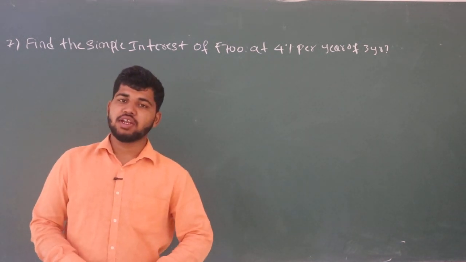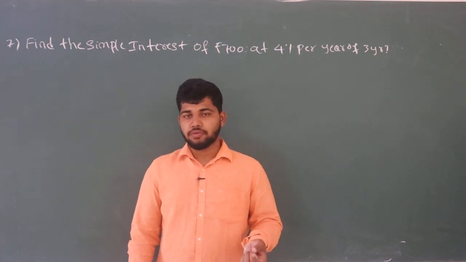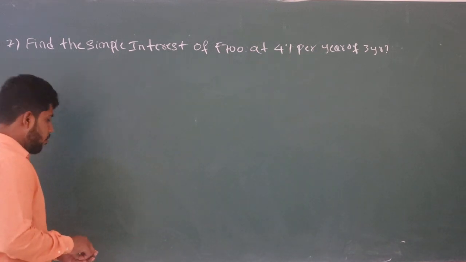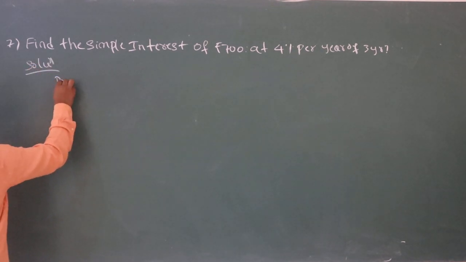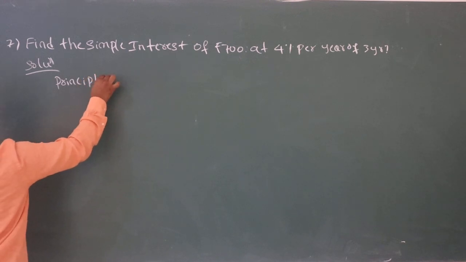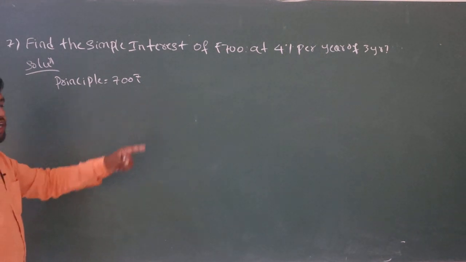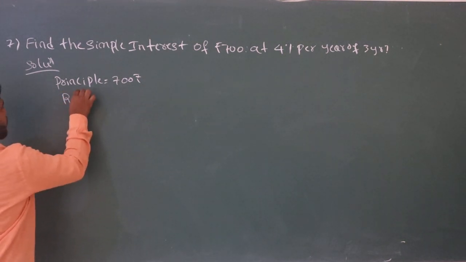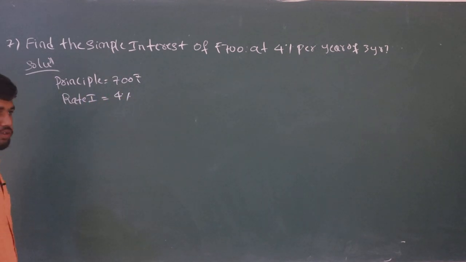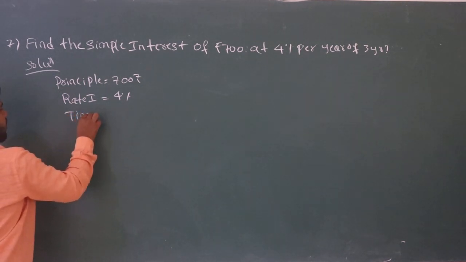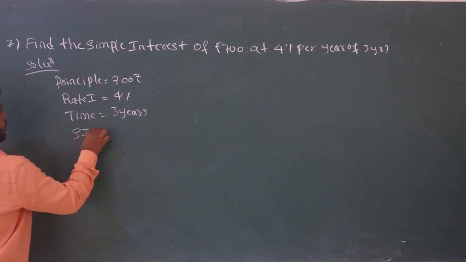They ask us to directly find the simple interest by giving the principal, time and the rate of interest. Now, the solution. Principal is equal to, what is the principal they have given? 700 rupees. And what is the rate of interest? Rate of interest is equal to 4%. Now they also gave the time. What is the time they have given? 3 years.